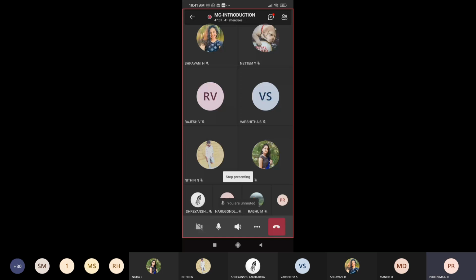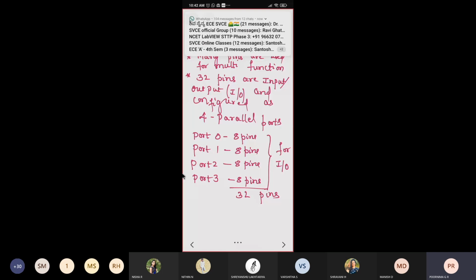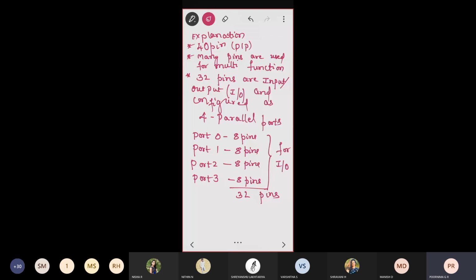Yeah. Now we can see 32 pins which are used for input output operations, and we have also seen that they are configured for input output. Apart from that, if you are taking port 0, how are you representing its 8 pins? We represent them as port 0 dot 0, port 0 dot 1, port 0 dot 2, and so on up to port 0 dot 7.